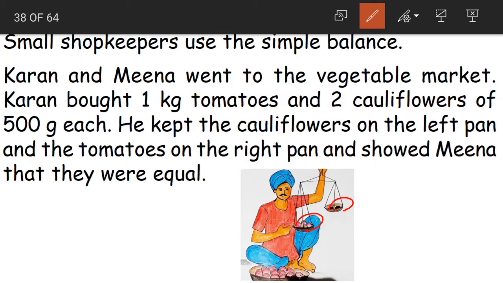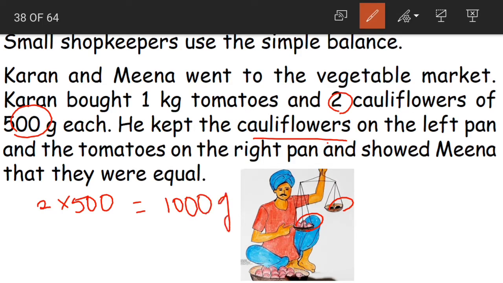In one pan, what do we have? We have cauliflowers. 2 cauliflowers of 500 grams each. So what will be the total weight of cauliflowers? It would be 2 into 500. Yes, each cauliflower is of 500 grams and we have 2 such cauliflowers. So the total weight would be 2 into 500. That is nothing but 1000 grams.